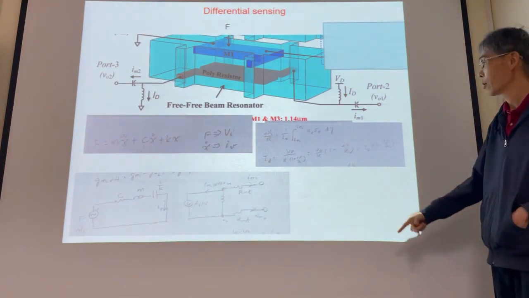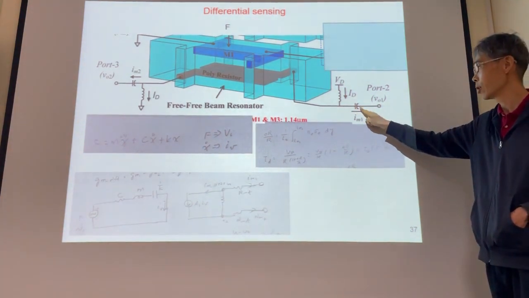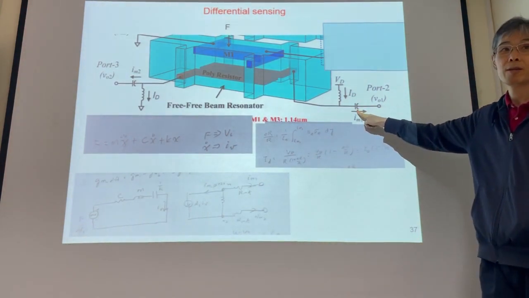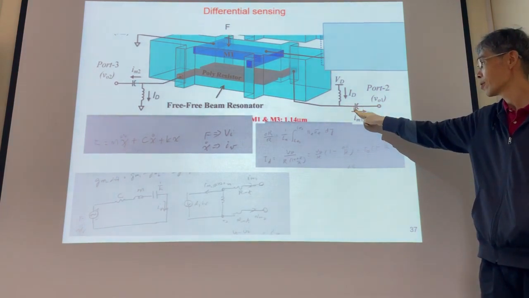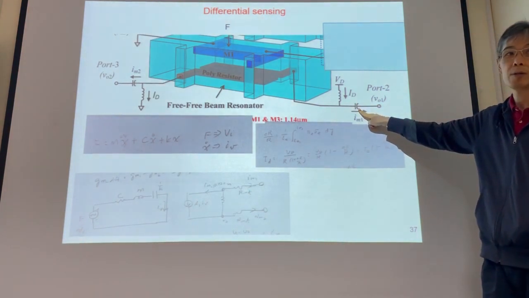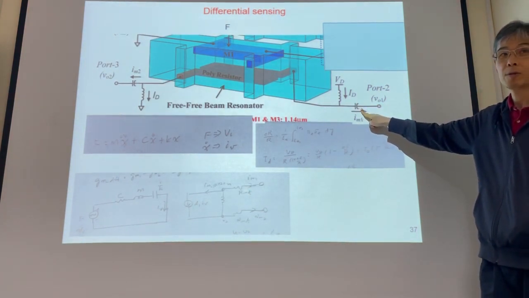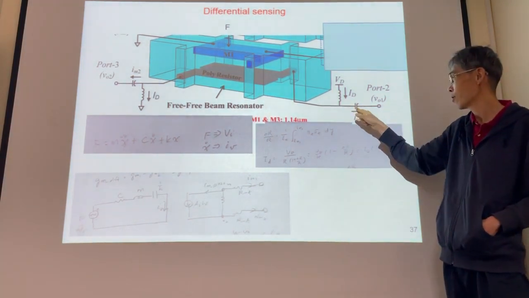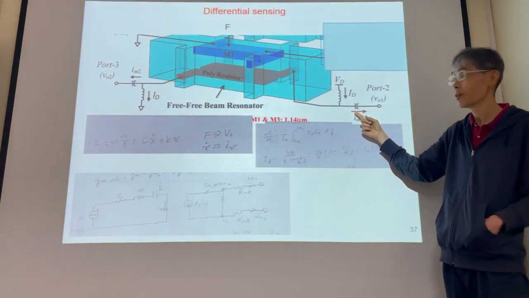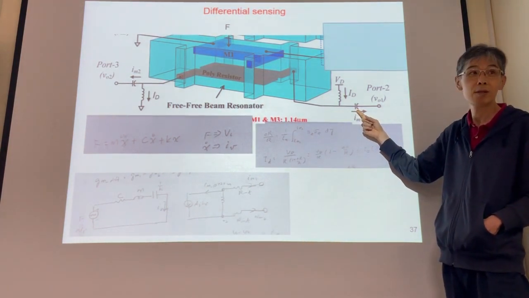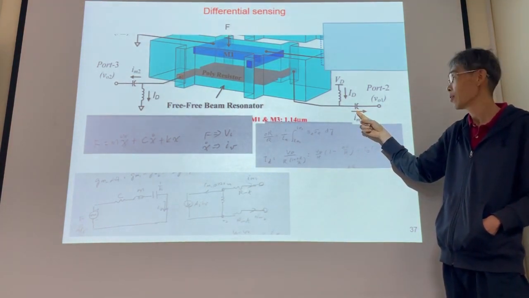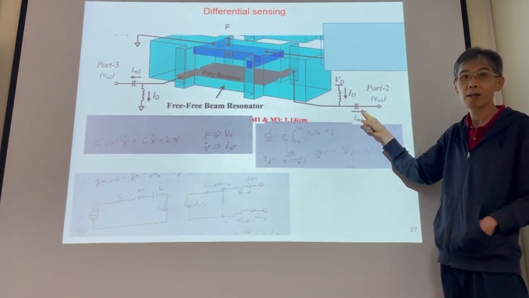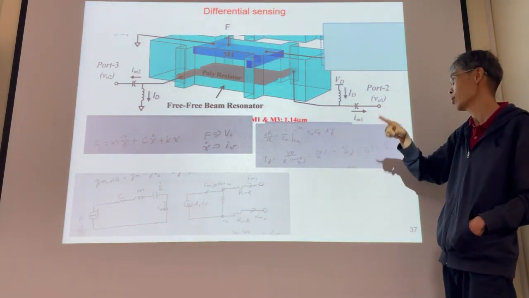Don't fall asleep. R1. What is this? What is the symbol in electric? Yeah, we have a resistor.